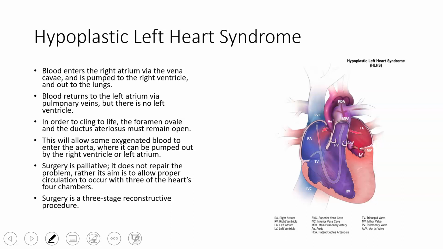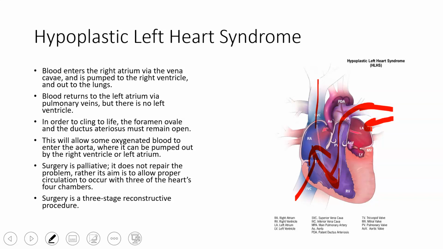Blood comes into the right atrium, as it should, through the vena cava. It's going to go down into the right ventricle and get pumped out to the lungs. All of this is normal. It's going to come back through the lungs into the left atrium. Now there's no left ventricle. So what does that blood do? The left ventricle is not strong enough to pump blood out to the rest of your body.